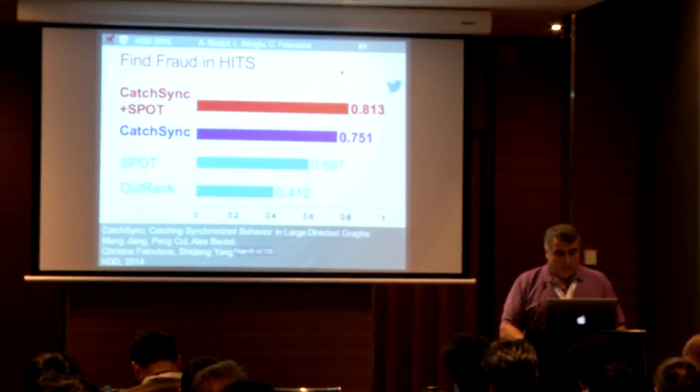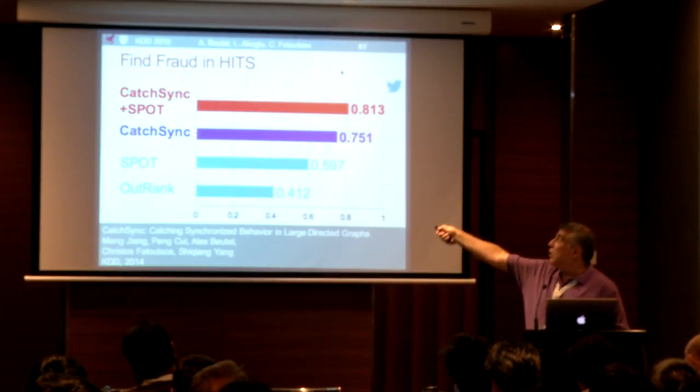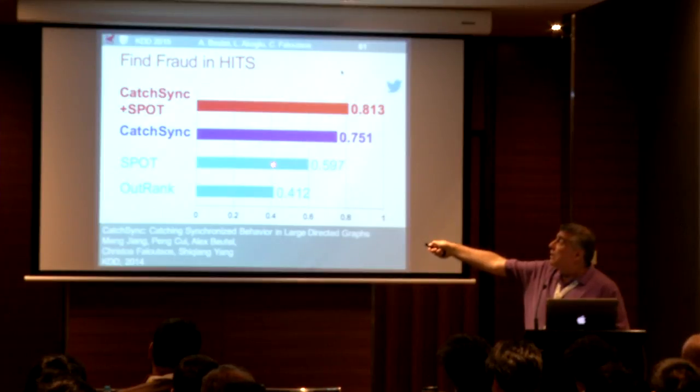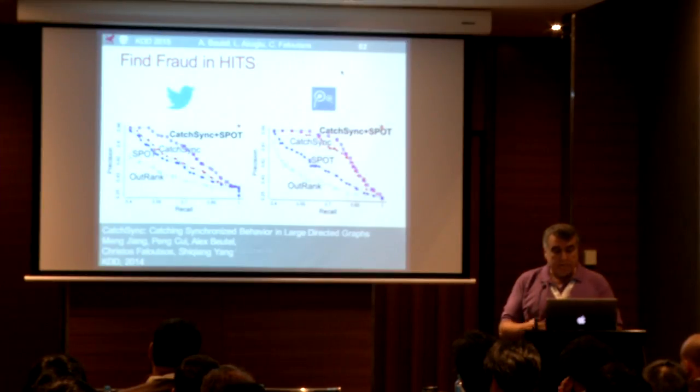So these are precision accuracy experiments, where bigger is better. CatchSync alone has 0.7 accuracy, which is much better compared with other methods. And actually the SPOT algorithm, which uses text information, is complementary, and combining SPOT and CatchSync, we get even better results. Here are the precision recall results.